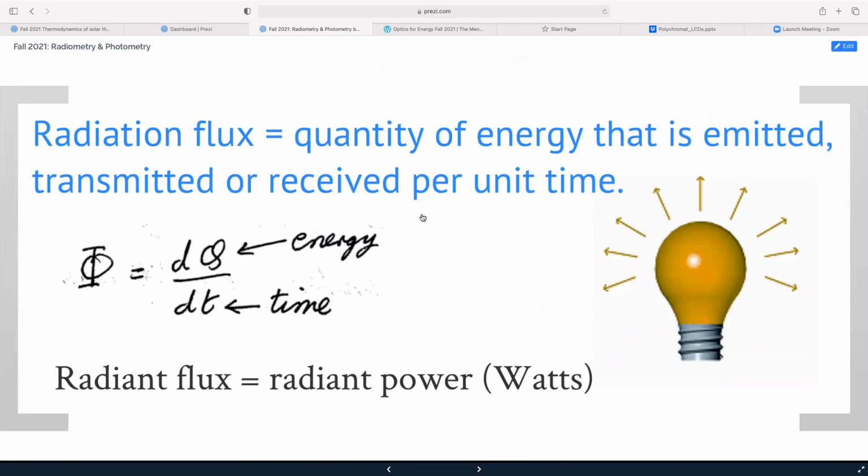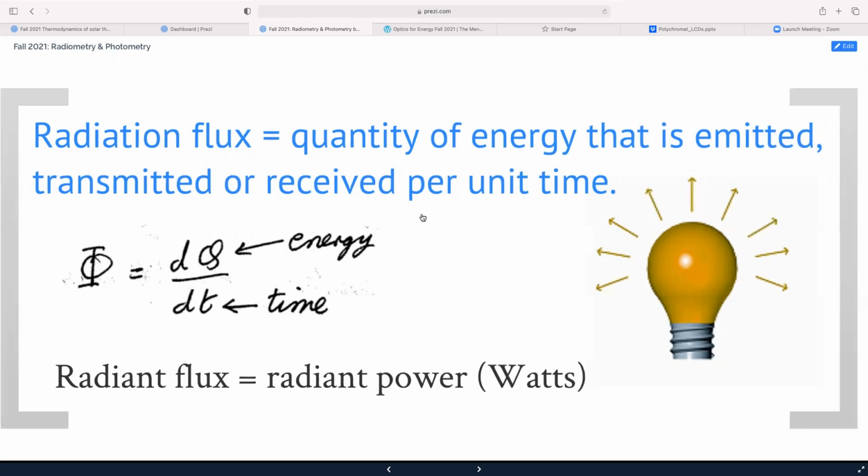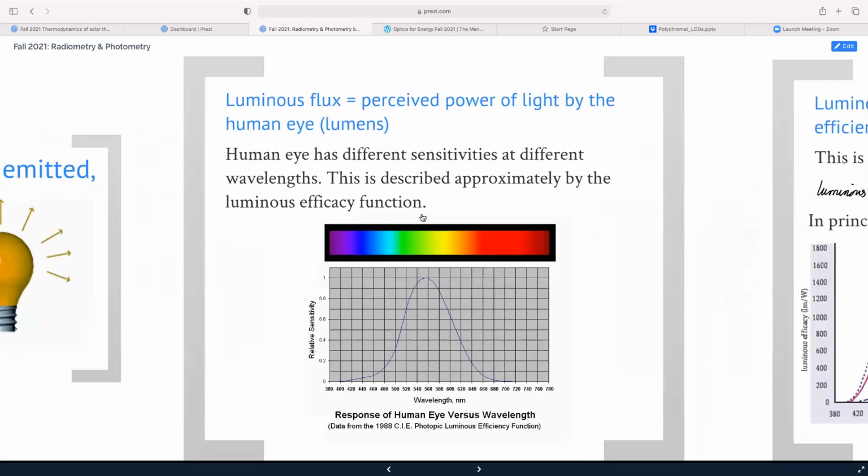Radiant flux is a quantity of energy that's emitted, transmitted, or received per unit time. So if I have a bulb, the amount of power coming out of such a system is simply the total energy divided by time, dQ over dt if it's changing fast. And radiant flux is simply units of power, watts. Okay, we're all very familiar with this now.